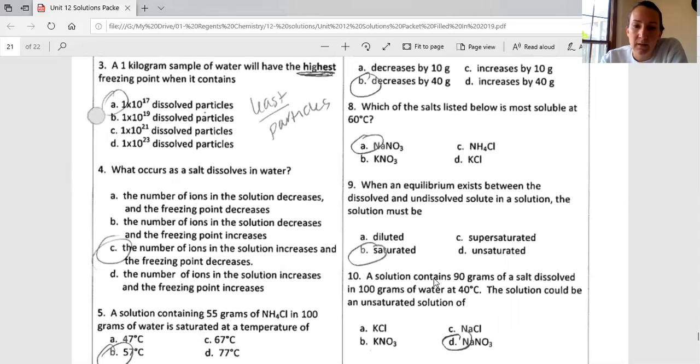Number 10, a solution contains 90 grams of salt dissolved in 100 grams of water, so at 40 degrees. So plot these 2 points. Unsaturated solution means it has to be under the curve. So the only point that is under the curve is NaNO3.